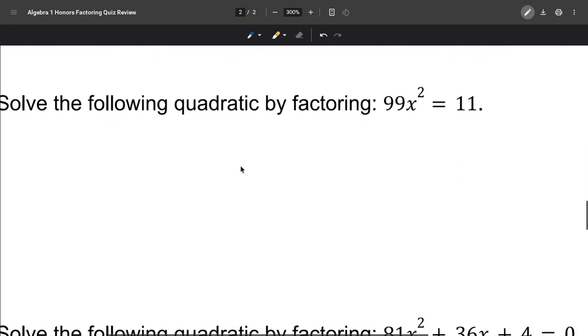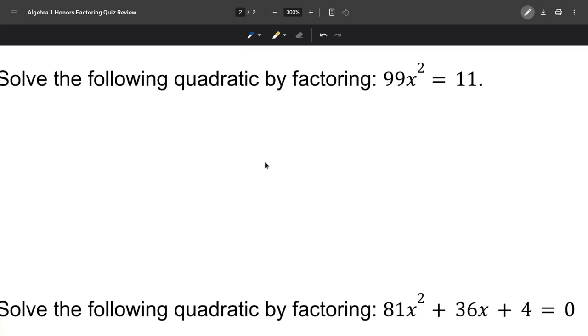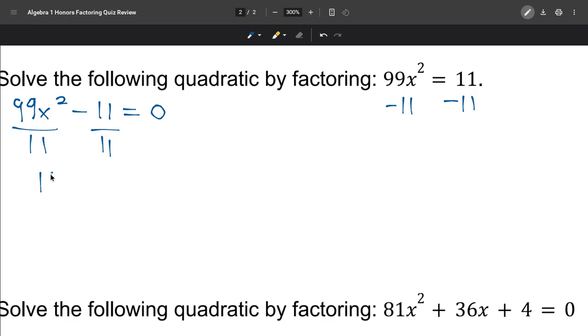All right, next one, solve the following quadratic by factoring. We've got 99x squared equals 11. So I'm going to subtract 11 from both sides. Okay, and if I move the equation over here, that's going to be 99x squared minus 11 equals 0. If I divide out an 11 from both, I get 11 times 9x squared minus 1.